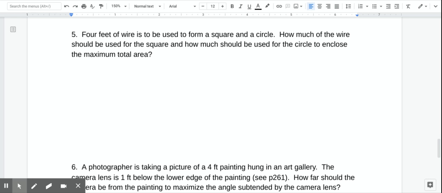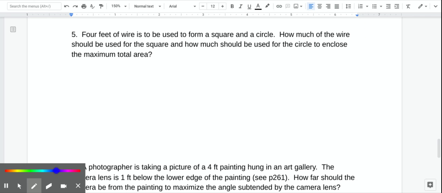All right, so we have 4 feet of wire, and we want to use it to form a square and a circle. So we want to know how much of the wire should be used for the square and how much should be used for the circle to enclose the maximum total area. This one has a little bit of a twist in it, so we'll get to that. But I'm going to start with a picture just so we can see what's going on.